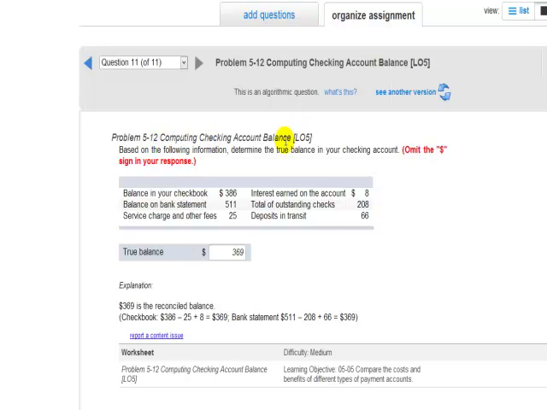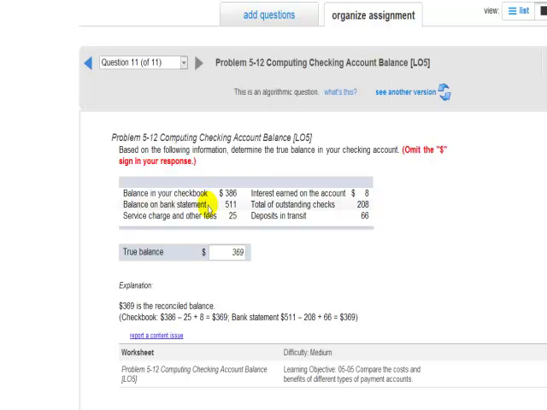Computing checking account balance. Based on the following information, determine the true balance in your checking account. Well, we've got a lot of information right here, and what we're trying to do is make sure that what it says in the checkbook and what it says in our bank statement is some way we can reconcile this and make sure that both numbers eventually agree with each other, and it's called a reconciled balance.